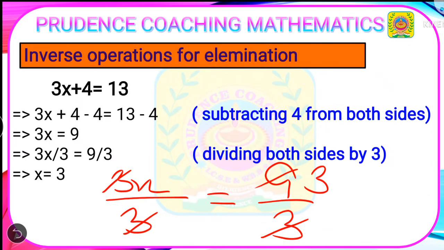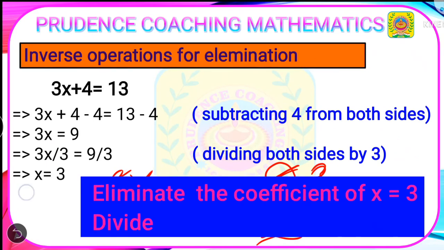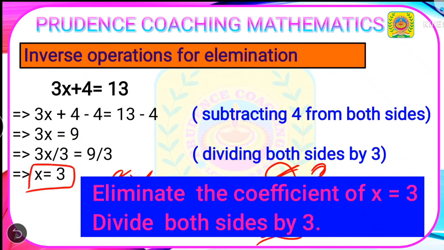So 9 divided by 3: 3 ones are 3 and 3 threes are 9. So here we are left with 3. On the left hand side we have only x, and on the right hand side we have 3. So the final value of x will be 3, which is our answer.